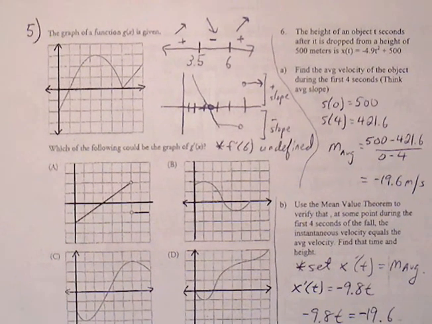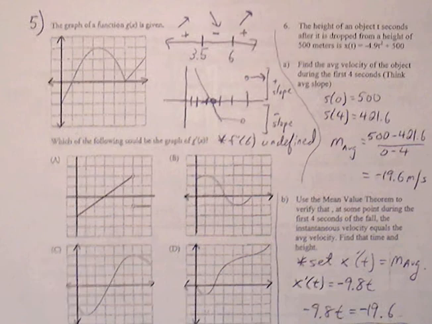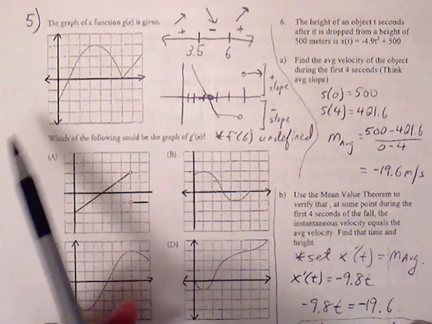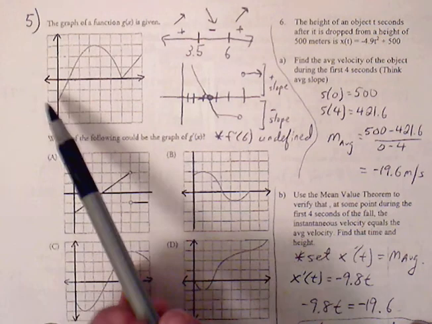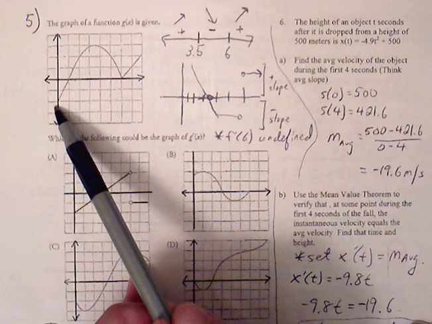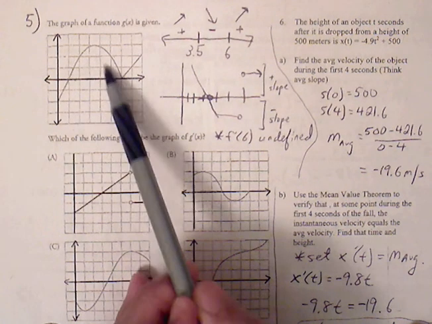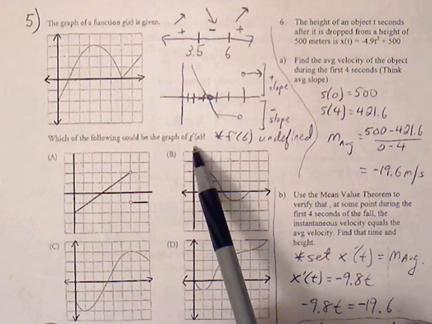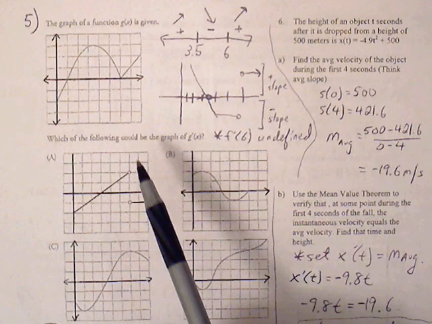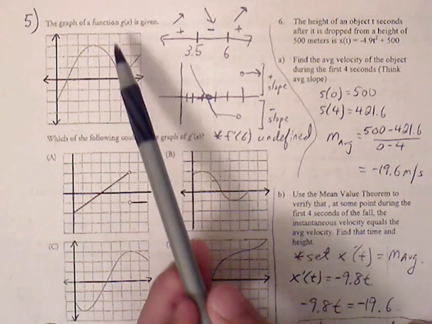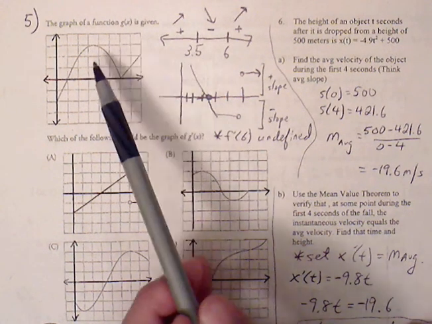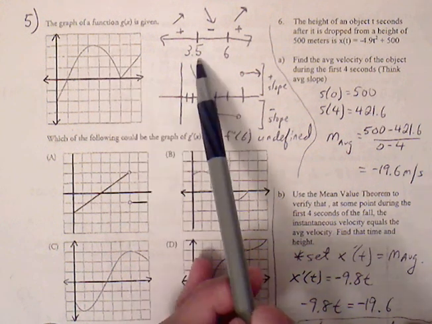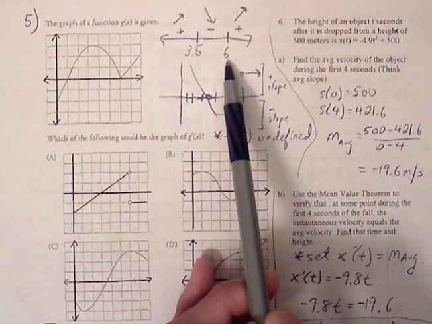Okay, let's look at number 5. The graph of the function g of x is given. So we have a graph where we want to find critical points so that we can determine the graph of g prime. So we're going to try and create our g prime graph. So that means we are going to be looking for our critical points, basically coming from the max and the mins. So we put those on the sign line.